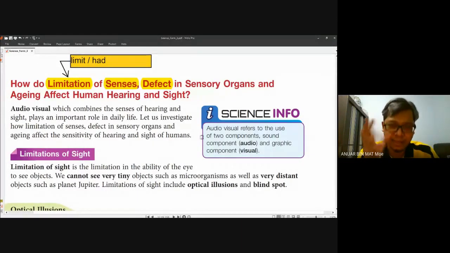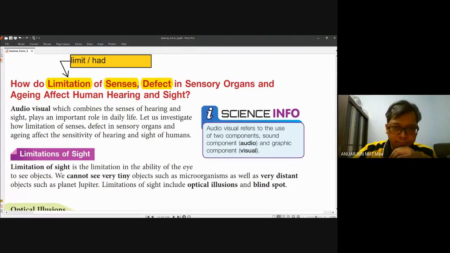Sudah rosak lah, senang beginilah. The sensory organ, for example, our eyes, our tongue, our ear is already broken. Dia sudah rosak. Boleh tak repair? The question here is whether we can repair it. Repair itu macam benda kan. Boleh orang kata, boleh memperbaiki. Can we try to correct the defects in sensory organs?